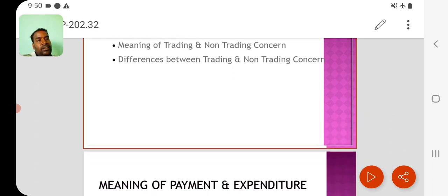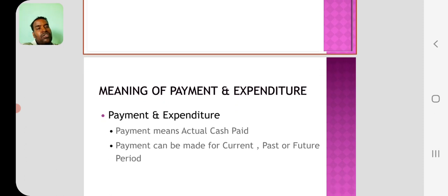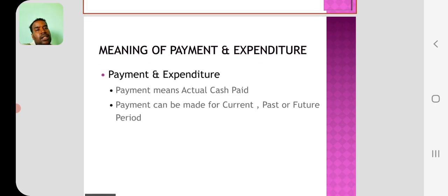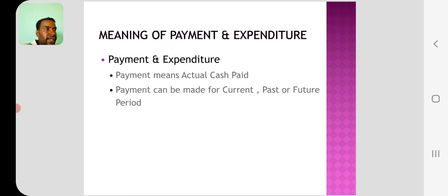And they prepare financial accounts: trading account, profit and loss account, balance sheet. This is called final accounts. Whereas a non-trading organization prepares three accounts: receipts and payments account, income and expenditure account, and balance sheet.